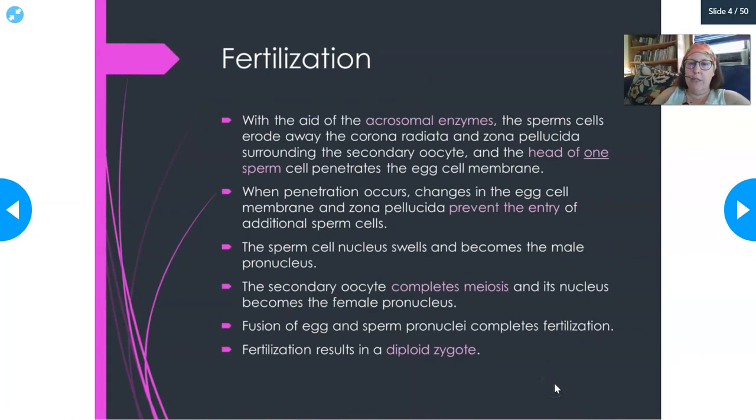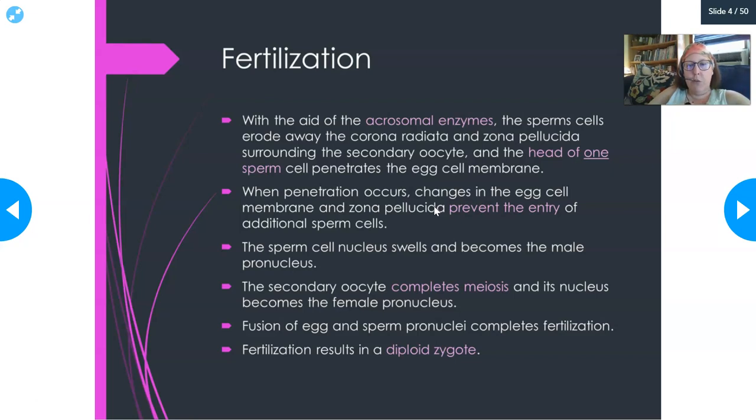With the aid of acrosomal enzymes, which we talked about in the male reproductive system, the sperm cells can erode away the corona radiata and the zona pellucida around the secondary oocyte. The head of one and only one sperm cell can penetrate the egg cell membrane. Once one makes it in, the egg locks down everything else. Chemical changes happen in the membrane that prevent the entry of any additional sperm cells, so we don't have confusion about whose genetic material gets in. It's the first one that gets in that gets to contribute.